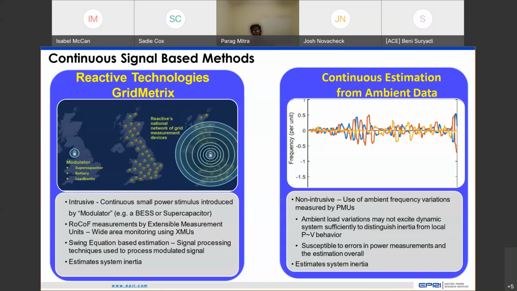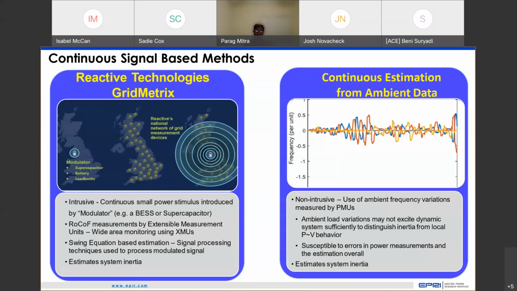It continuously monitors the frequency of your system, and essentially based on the deviations of power and the changes in frequency, it applies certain ARMAX-based models to create a system model, and from that system model, it tries to estimate the system inertia. Now, there are some drawbacks of this method as well. Sometimes these ambient changes are not significant enough to extract the system inertia, so you might get some false numbers coming out of this method.